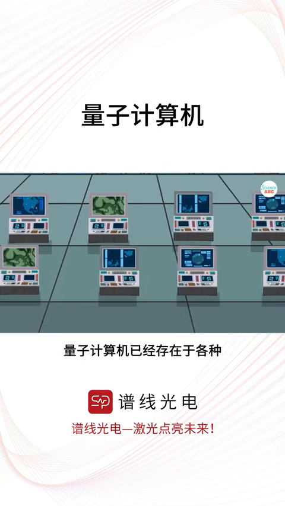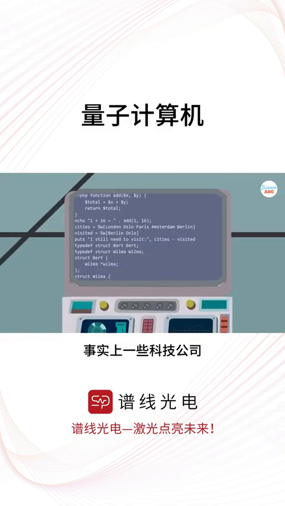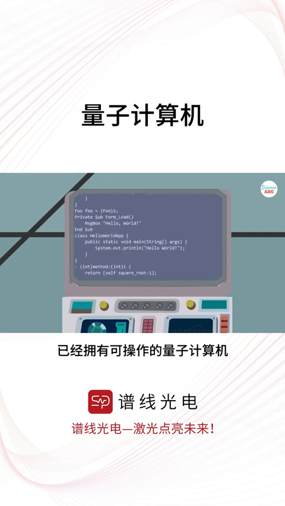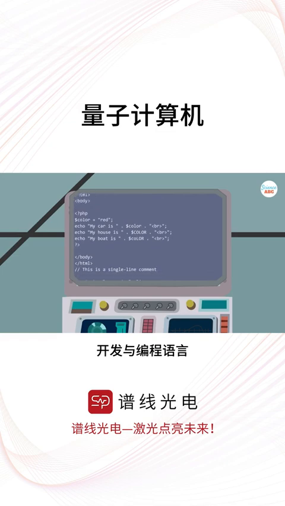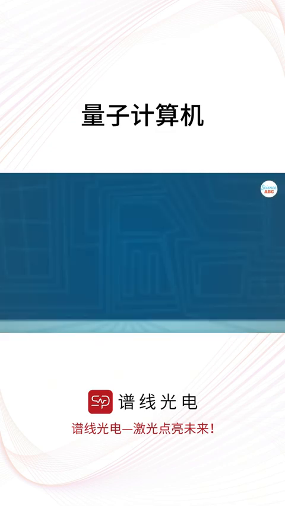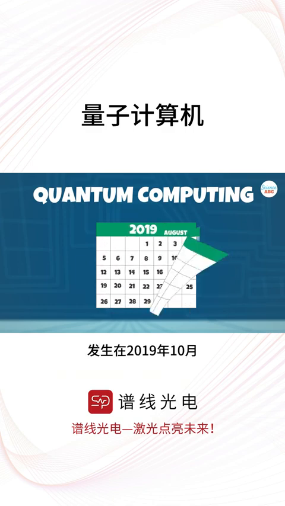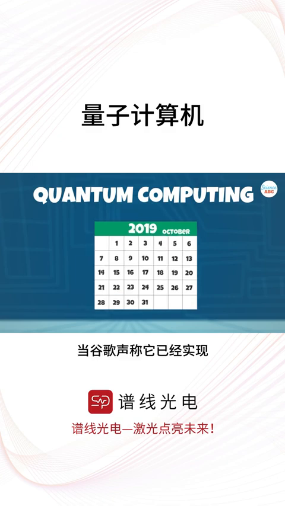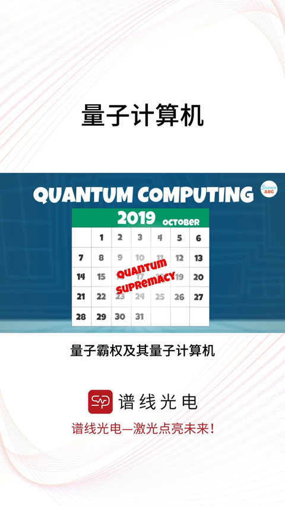Quantum computers have been in existence in various forms for several years. In fact, some tech companies already possess operational quantum computers that serve as valuable resources for software development and programming languages. The most significant advancement in quantum computing in recent years occurred in October of 2019, when Google asserted that it had achieved quantum supremacy with its quantum computer.